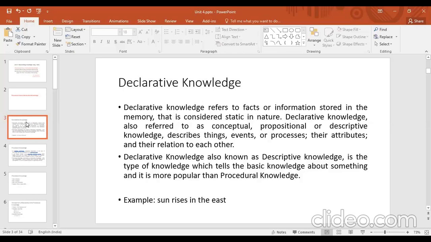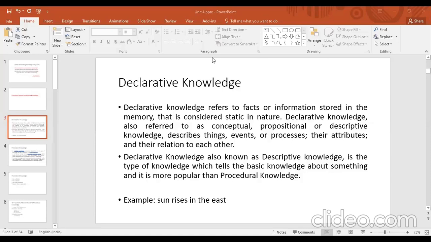For example, we can say that the sun rises in the east. This is the truth and this is the fact. We can represent this truth in our database. This is called declarative knowledge. There is no other data required to represent it. This is static data, and it is the truth related to your data or your problem.